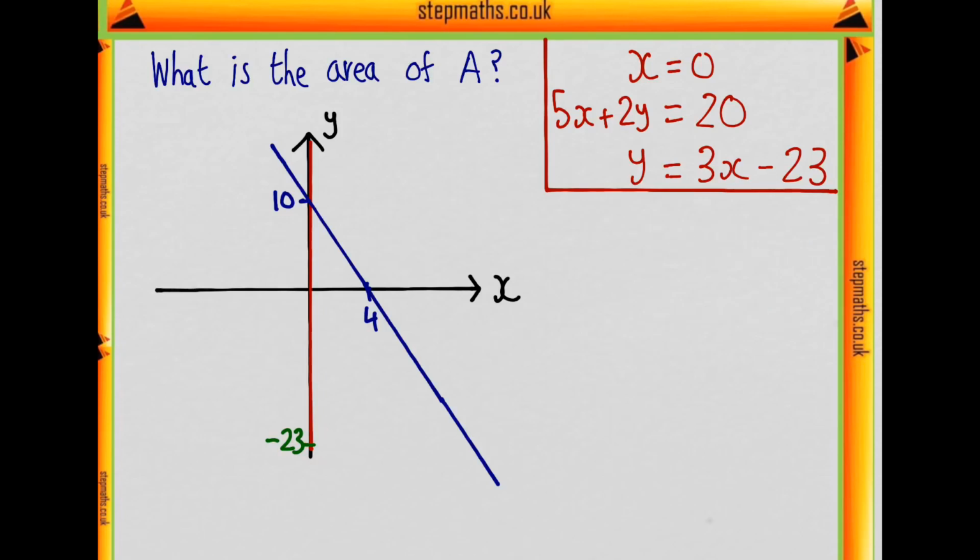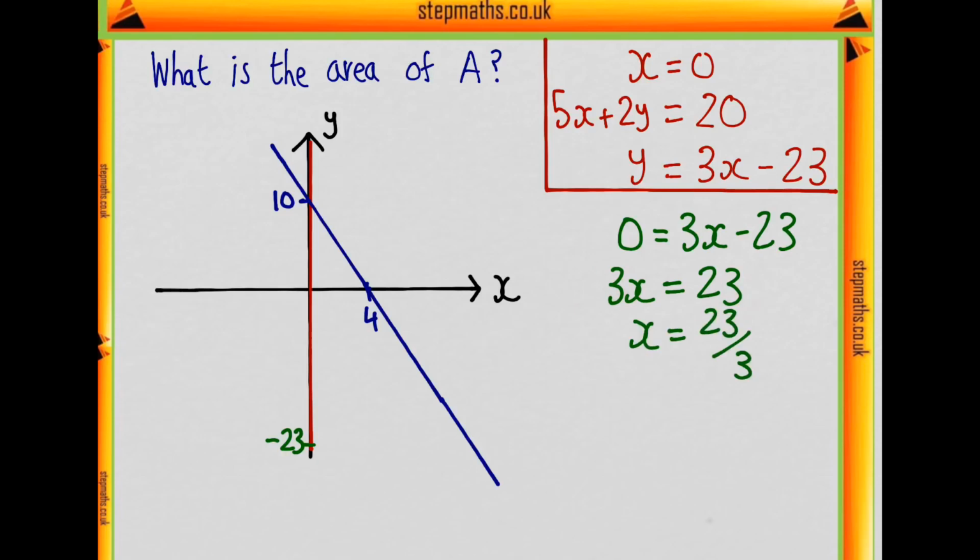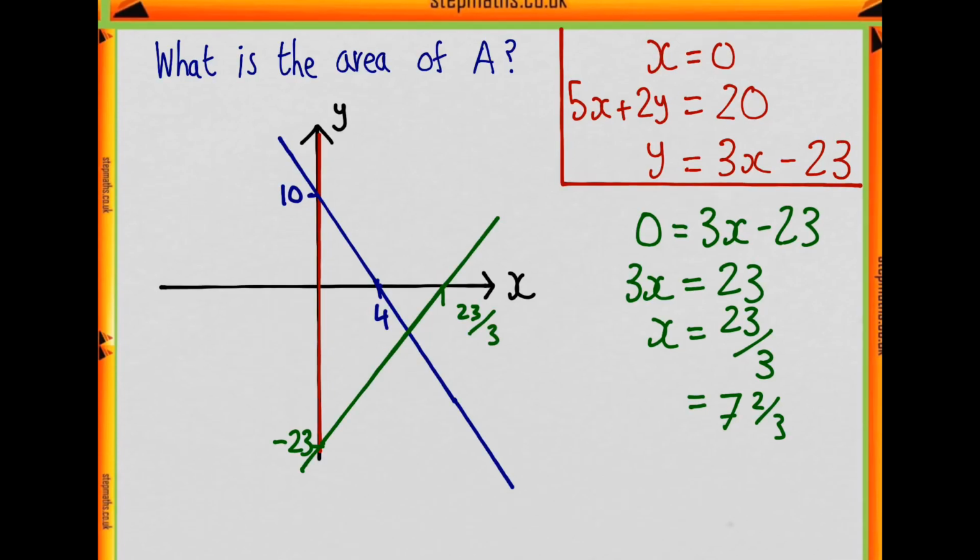We can work similarly for y equals 0. So we substitute y equals 0 here. We get 0 equals 3x minus 23, so 3x is equal to 23, so x equals 23 over 3. It's not particularly obvious where that goes on the graph, but you can rewrite it as 7 2/3. So it's fairly obvious now it goes roughly here, and we can draw the line in as such.